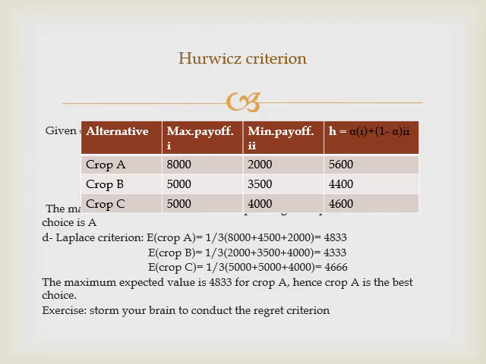This is the Laplace criterion. Now, the maximum expected value according to the above calculation is 4,833 for group A. Hence, group A is said to be the best choice.